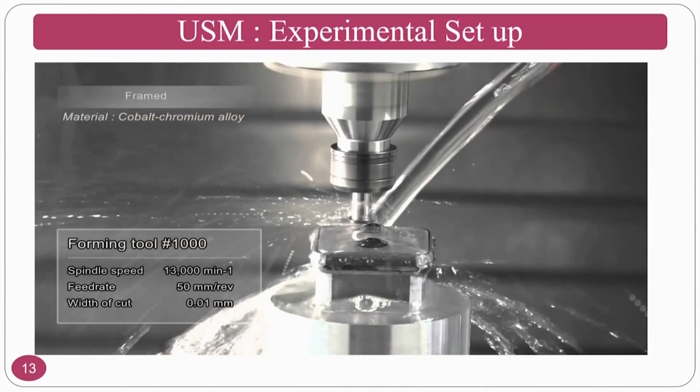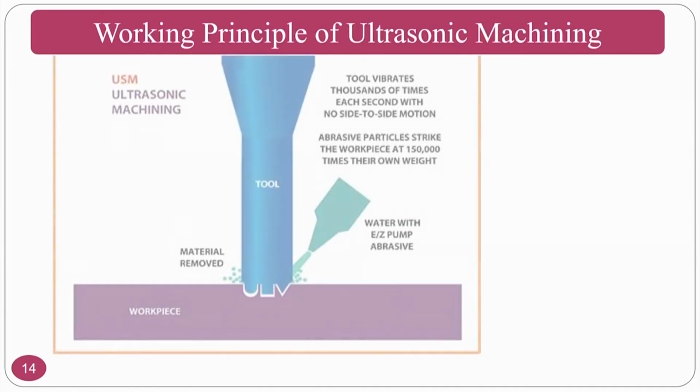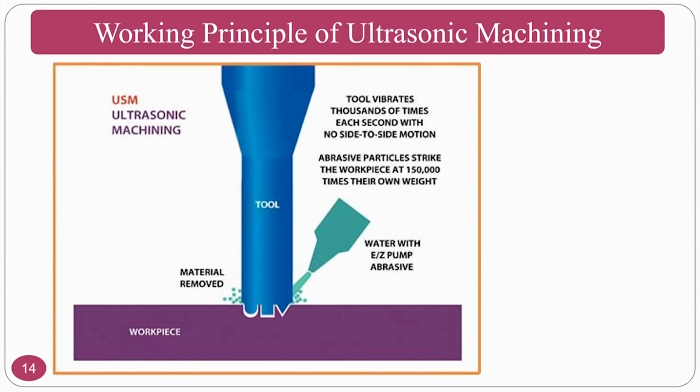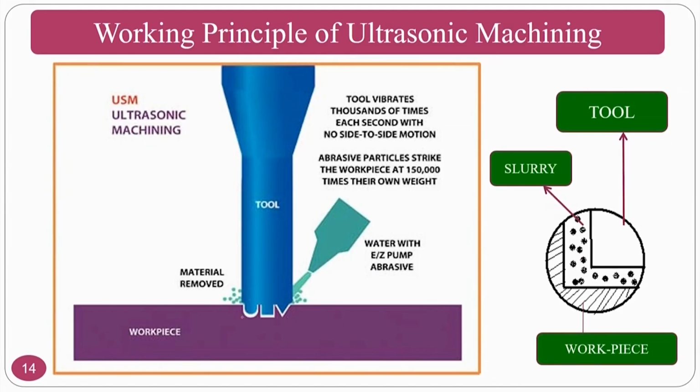This is how the original setup looks. And if you see here, this is the shape that I want to generate. To explain, normally there are three types of geometries given. The tool will reciprocate, that means a change in length, because the tool vibrates thousands of times each second with no side motion, only vertical motion.